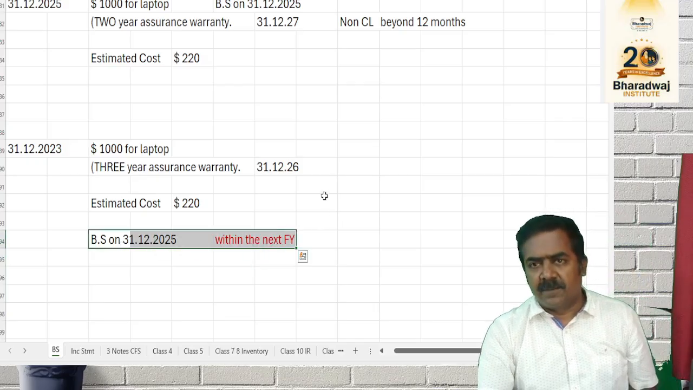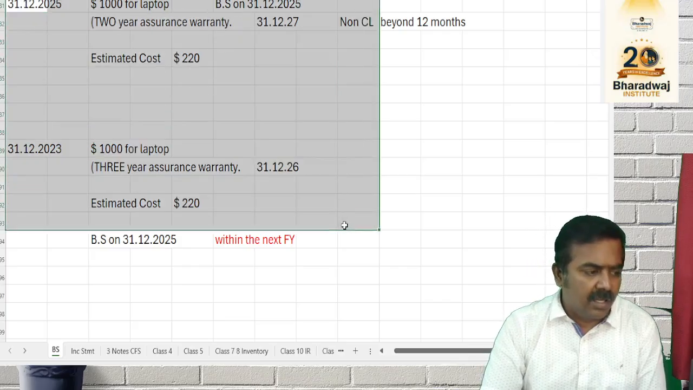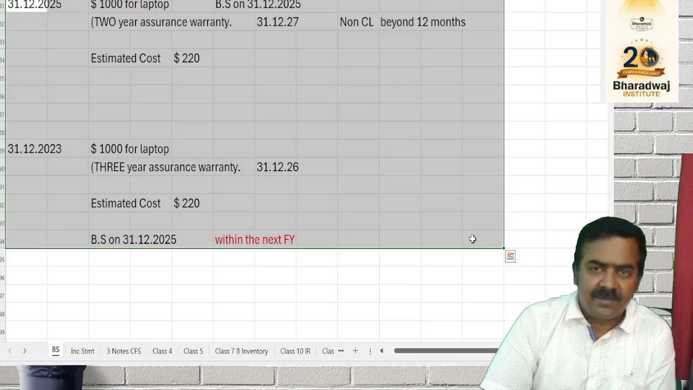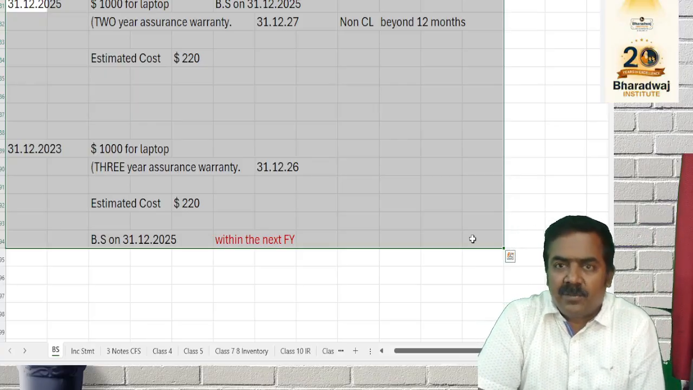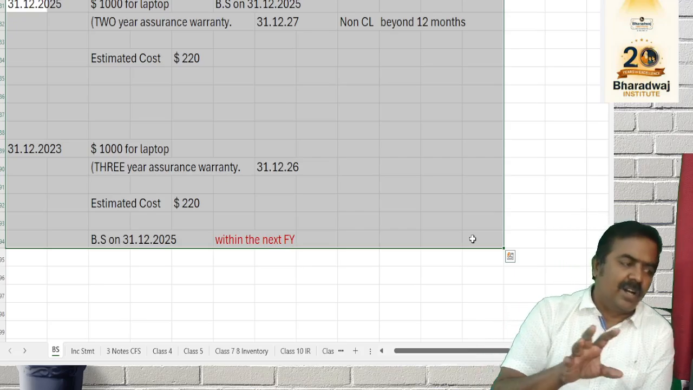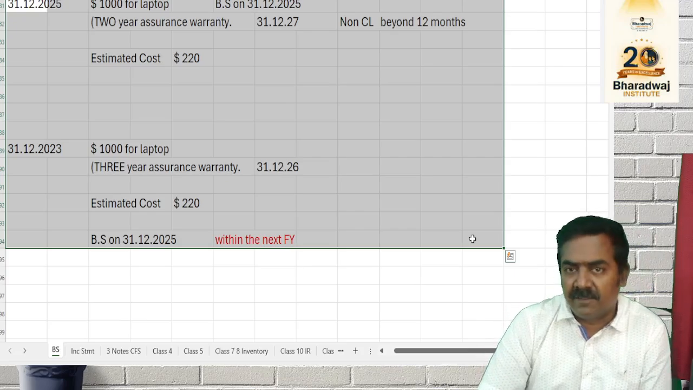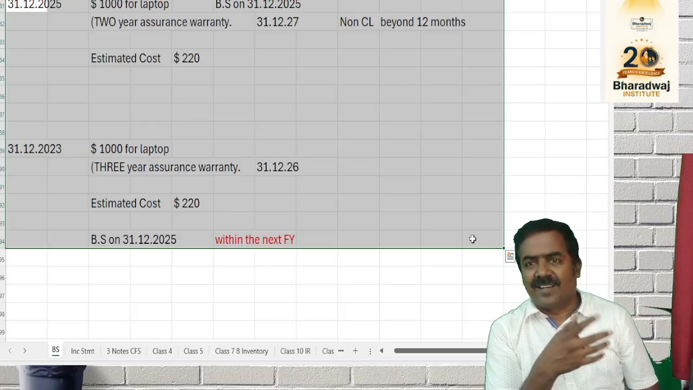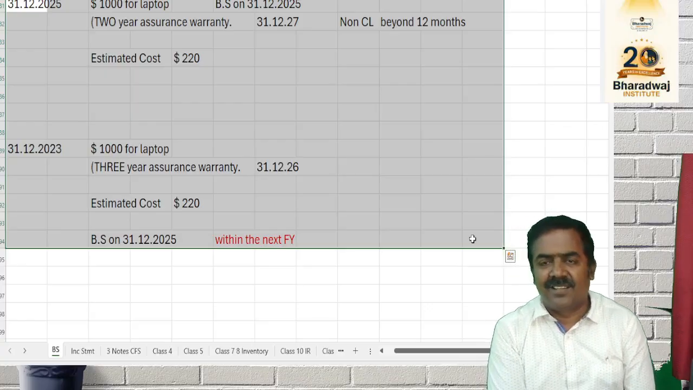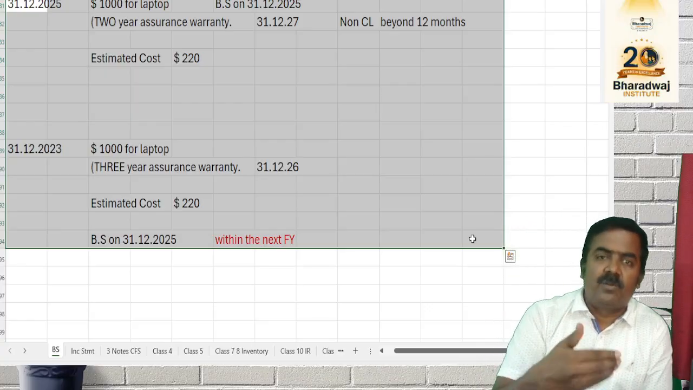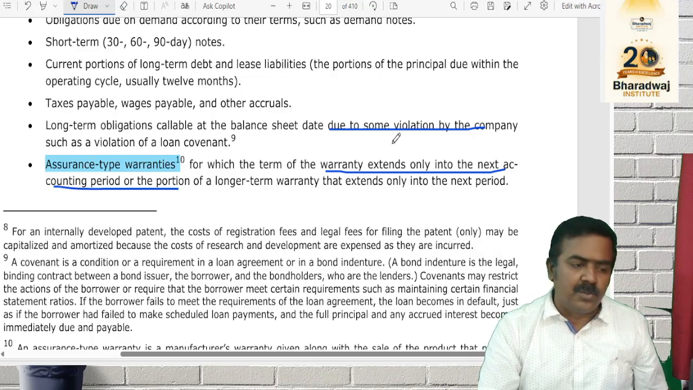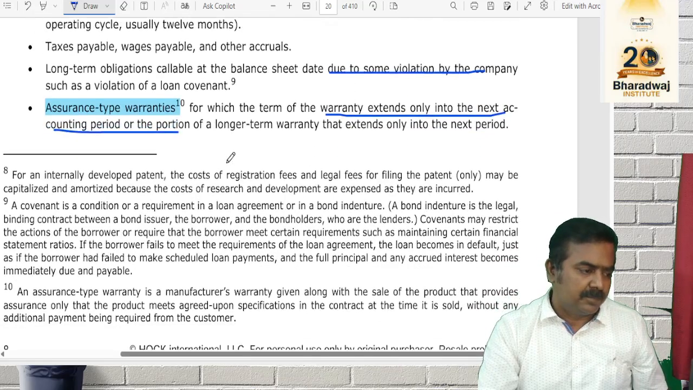So short term or long term is based on the balance sheet date and the warranty expiry date, and not on the total period for which the warranty is given. Don't say a 1 year warranty is current and a 3 year warranty is non-current. No. From the balance sheet date to the warranty expiry date, you have to see whether to classify it as a current liability or a non-current liability.